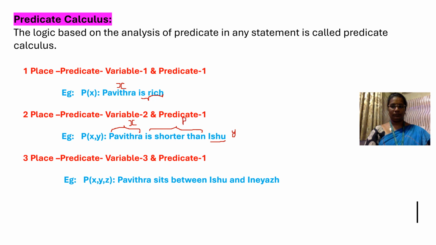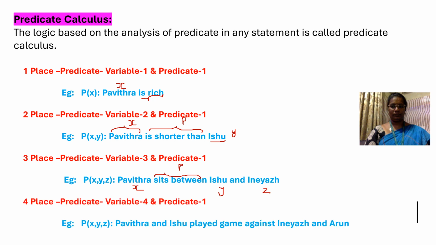So likewise you can also look into an example of a three place predicate, a predicate where you have three variables and one predicate is defined. For example P of x comma y comma z, and look into the example Pavitra sits between Aishu and Inya. So here Pavitra is the variable x, Aishu is the variable y, and Inya is the variable z. And here the predicate is "sits between".